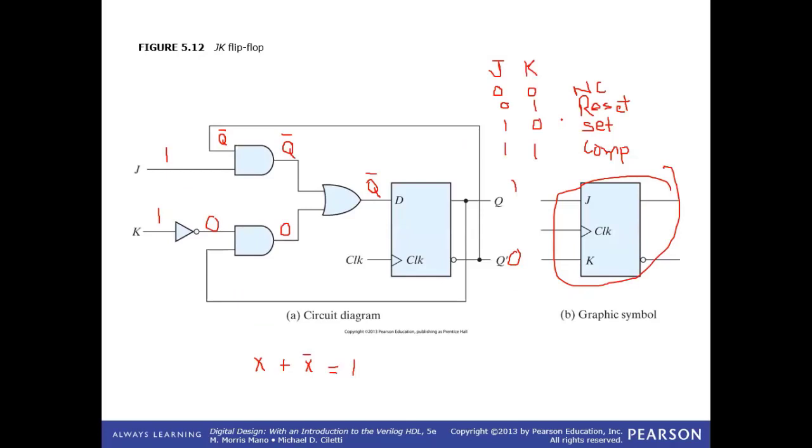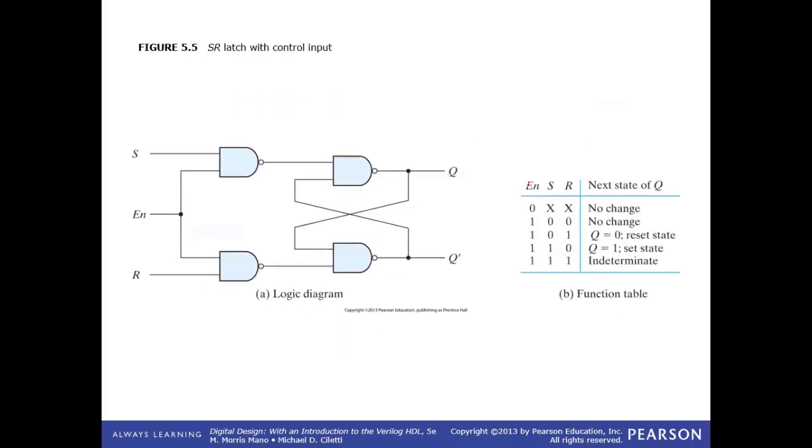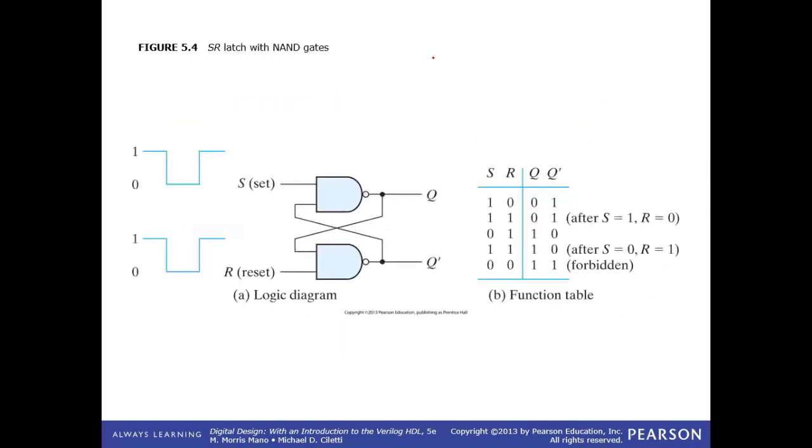What does this JK flip-flop do? This JK flip-flop has 4 states, where J and K equal to 0, 0, and we get memory, and where J and K equal to 1, 1, and we get a complement. If you see, this is quite similar to the S-R latch that we had discussed earlier in our previous classes, where we had a memory state, a complement state, and things like that.